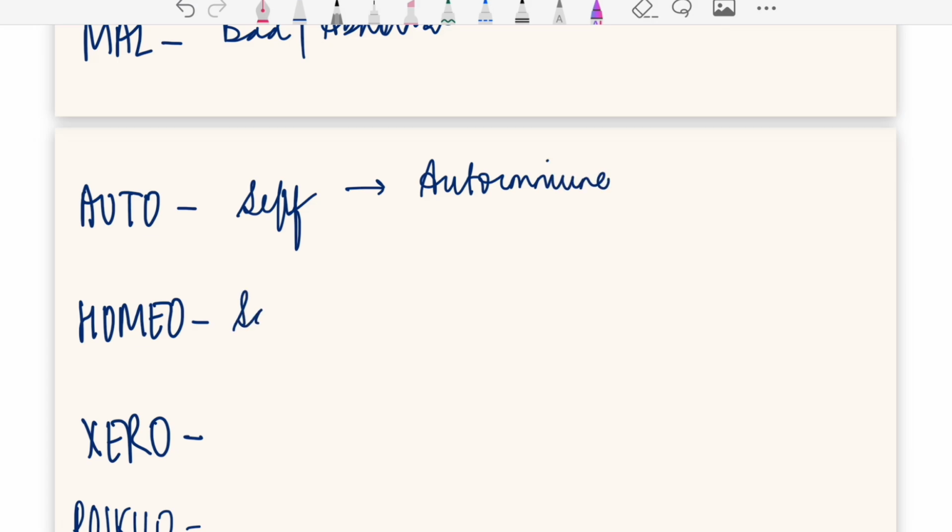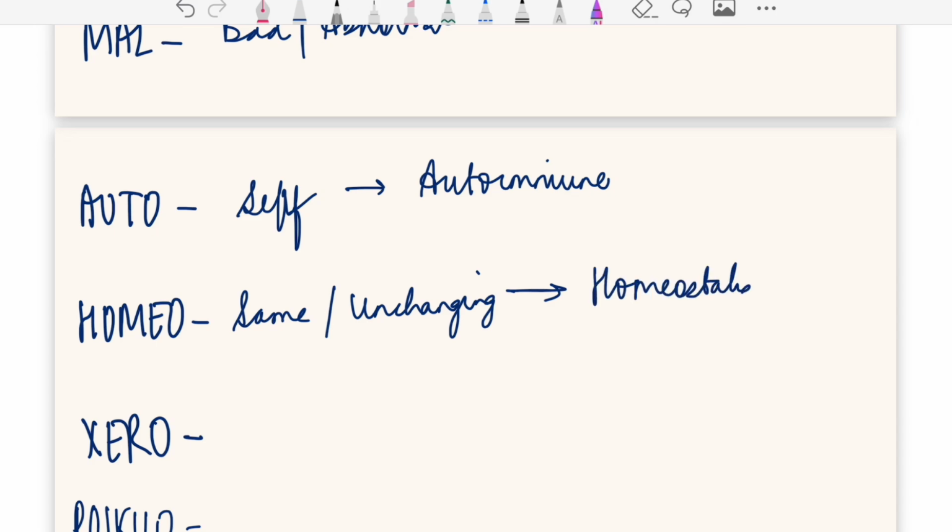Homeo refers to same or unchanging. For example, homeostasis. Now, this is a word which you'll come across a lot in your physiology. It means the constant environment without any change. Now we have xero. Xero means dry. The word is xeroderma. Xeroderma is dry skin.